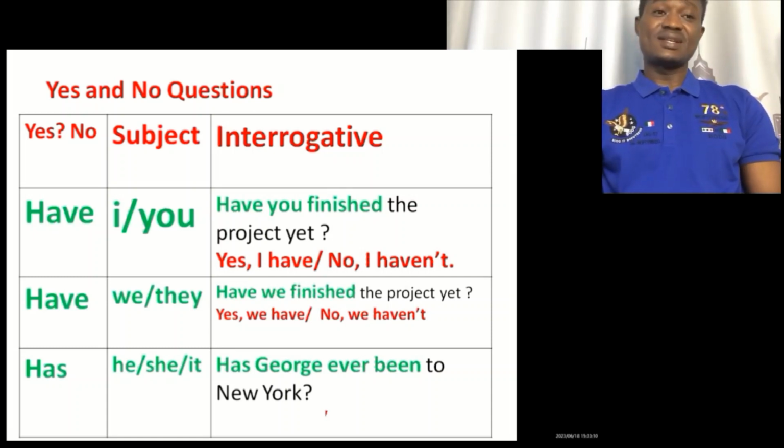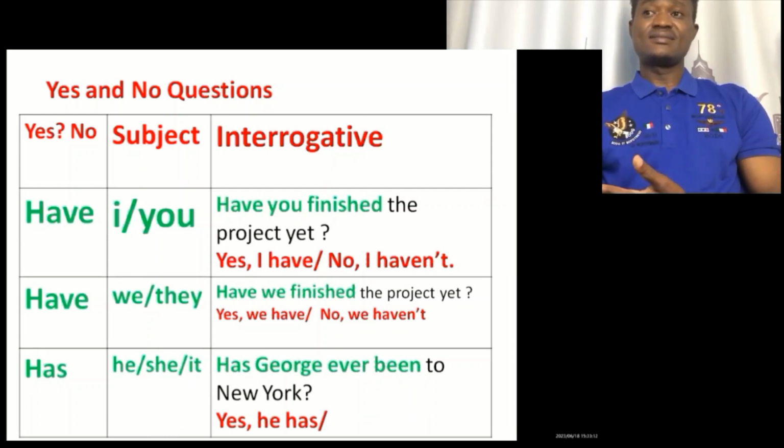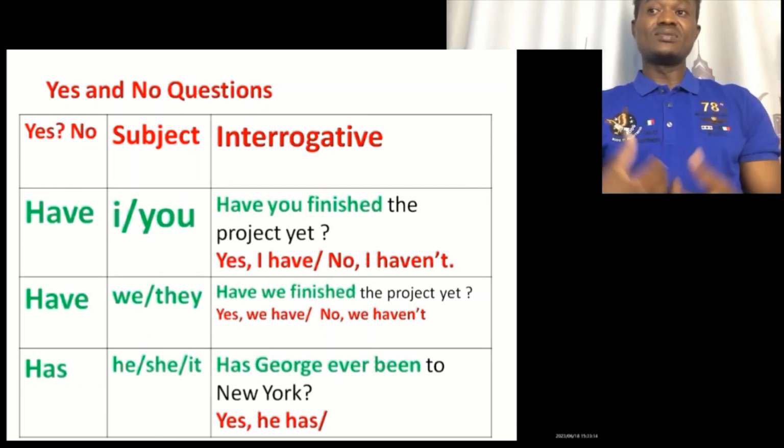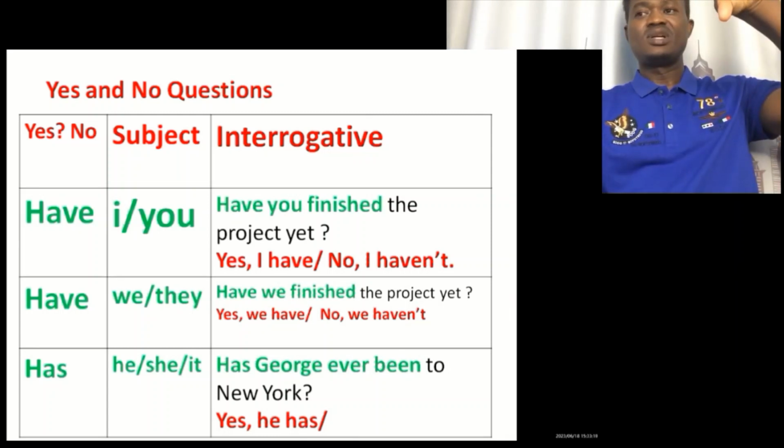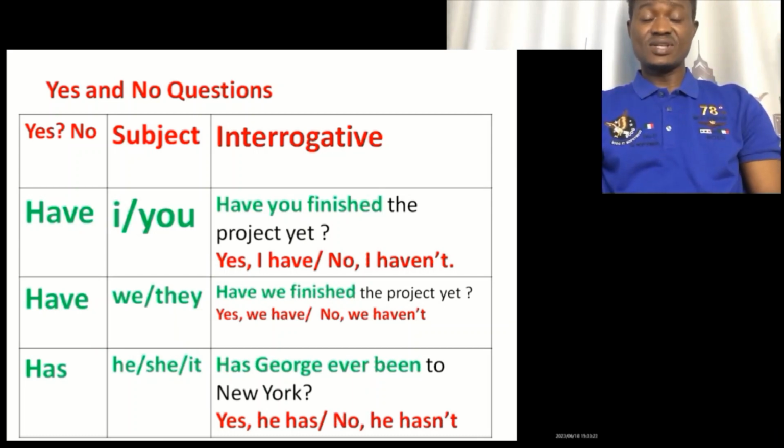So how do we answer the question? Has John ever been to New York? Yes, he has. Or, no, he hasn't. This is how we answer the question in present perfect. You have to take care of that one. It's so important, guys. All right, let's go.